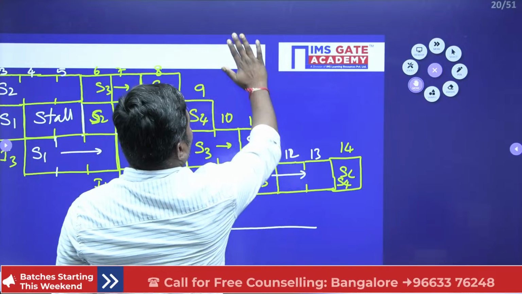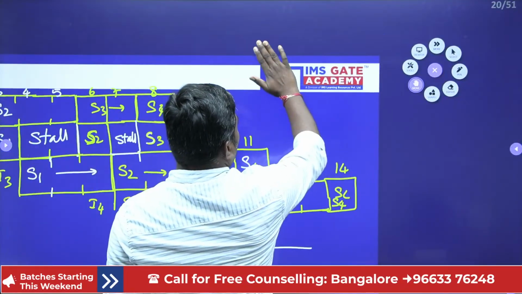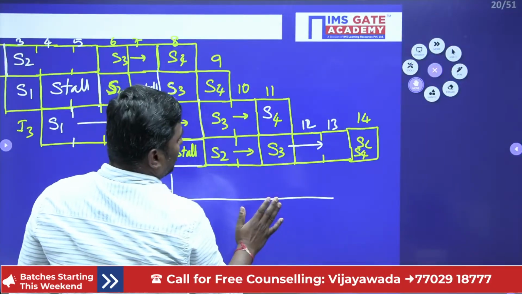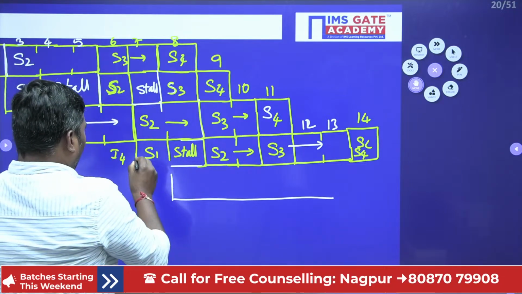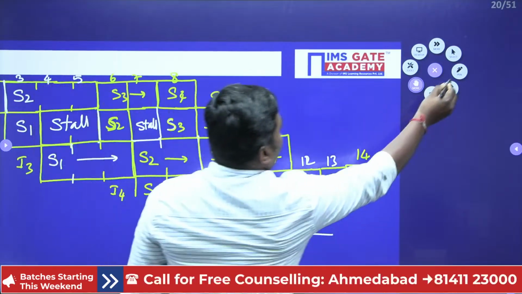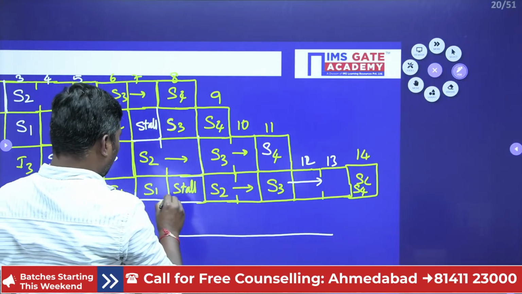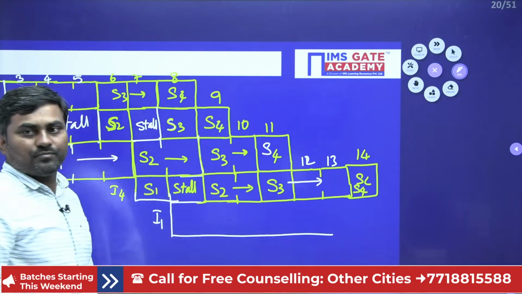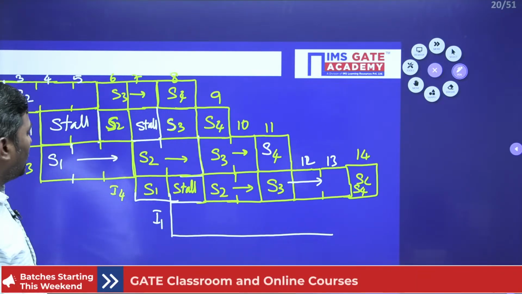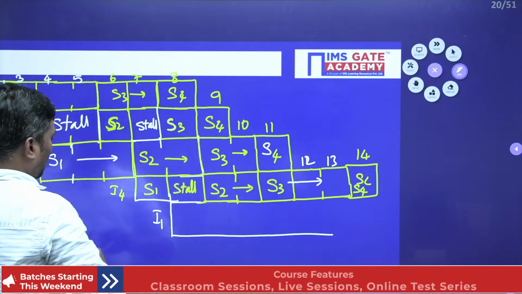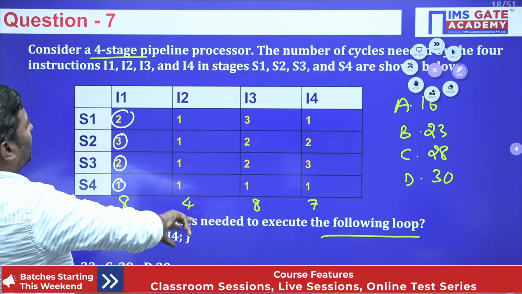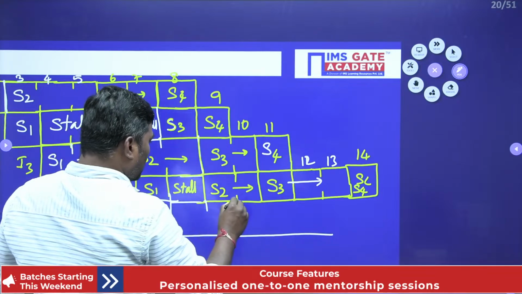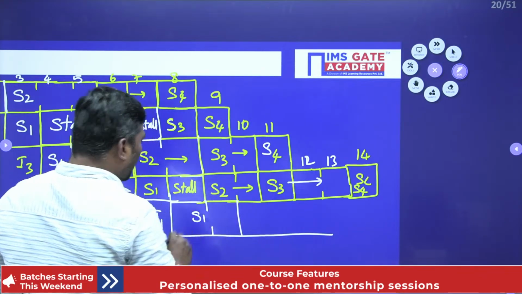Yes, you see now. Okay, now see. Observe now. I have to schedule I1 again. How many clock cycles does I1 require now? I1 requires again 2 clock cycles, right? 2 clocks. So this is 1, this is 2. So S1 requires 2 clock cycles.